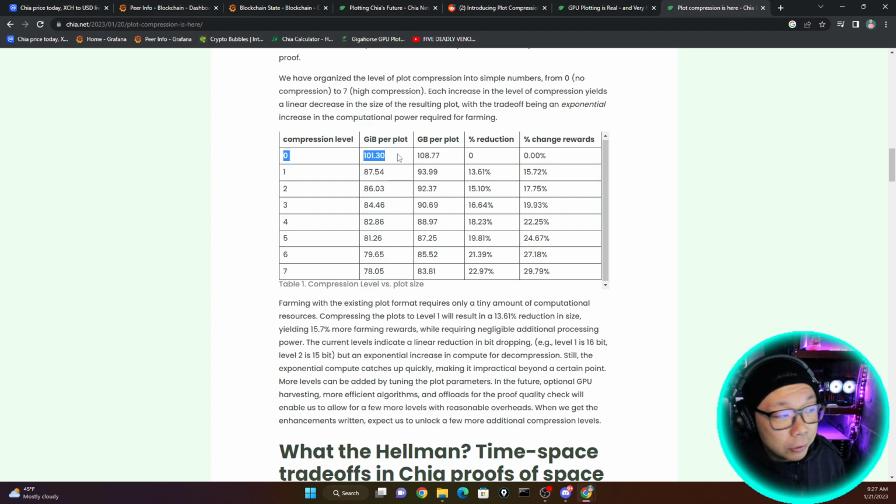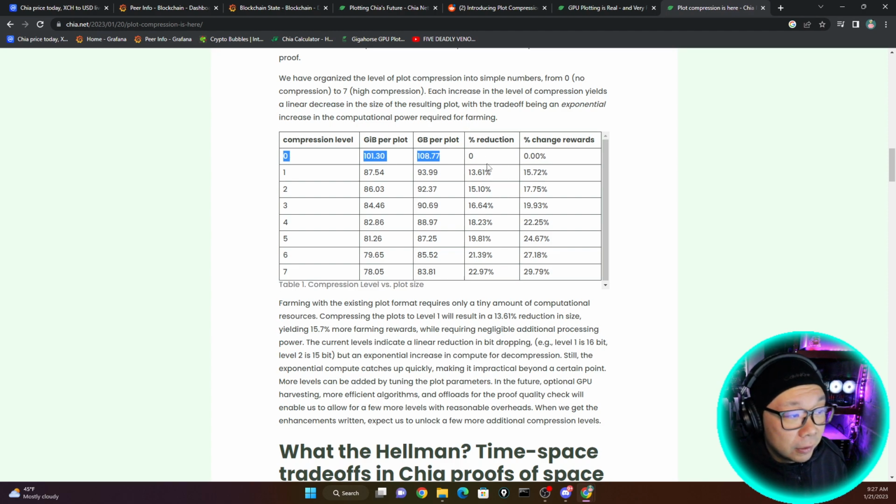101.3. Sounds like a radio station. 108.77 GBs per plot. 0 reduction. Although they say 0%, Chia already claimed that these original plots are already compressed. But now it's 0 reduction, all right? So compare, because anything else prior to that doesn't exist. So these are the standard plots that we all are sitting on right now.